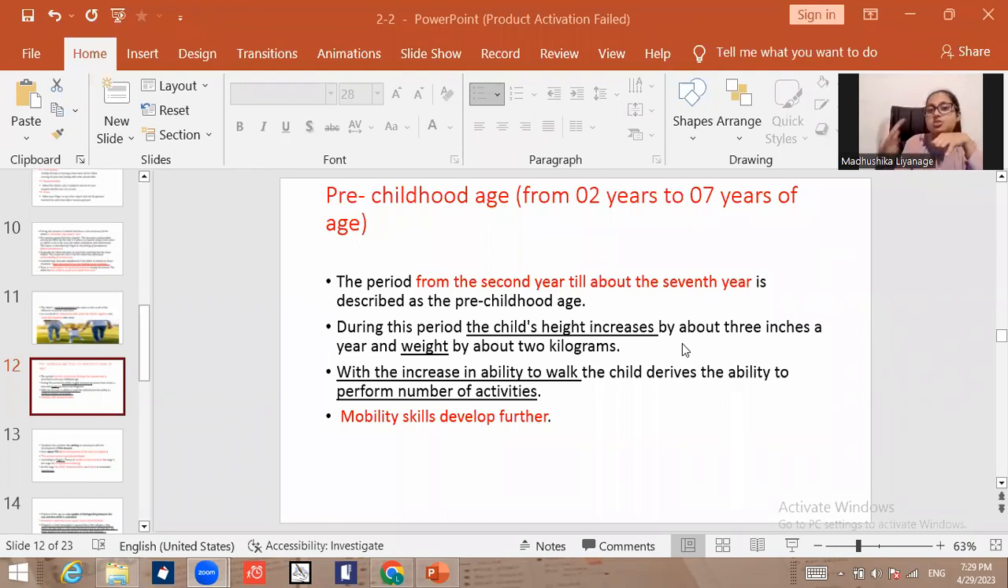From 2 years to 7 years, we call it pre-childhood age. Here, from the second year till about the 7th year, the special point is height and weight. The average child's height and weight grow well, and we can see growth. Next, mobility skills: they can grasp and walk. Mobility skills develop at this age, right?